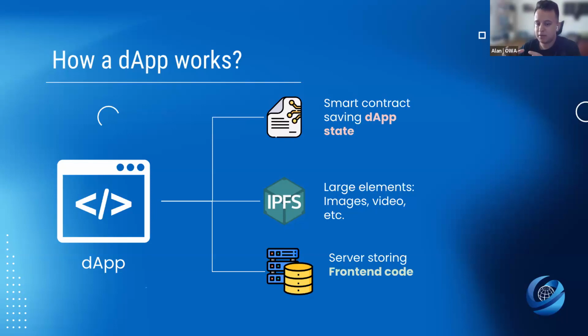We have, in the second place, IPFS. This works to save large elements. It's not practical to store images, videos, or even big documents like long PDFs in the blockchain, because the size is too big and the pricing could become unaffordable for people to start paying for that.